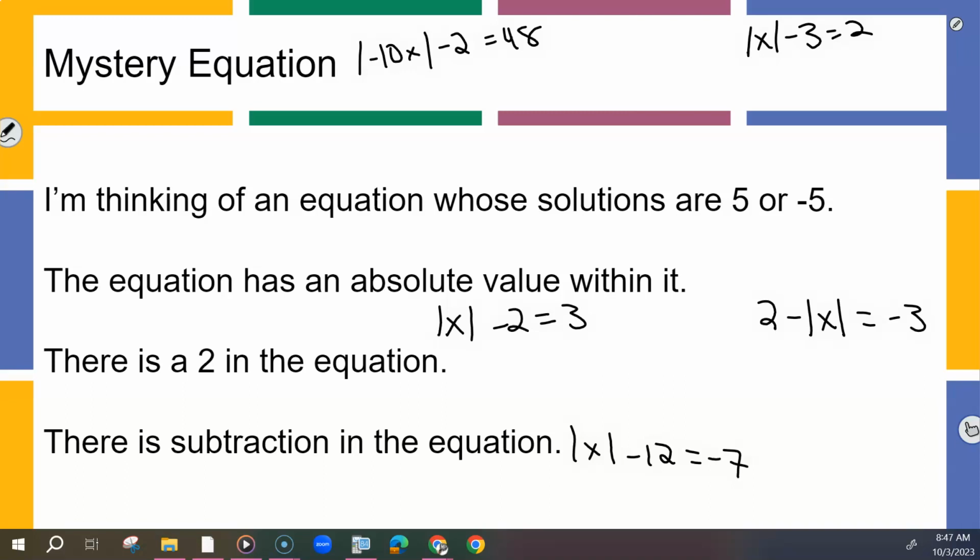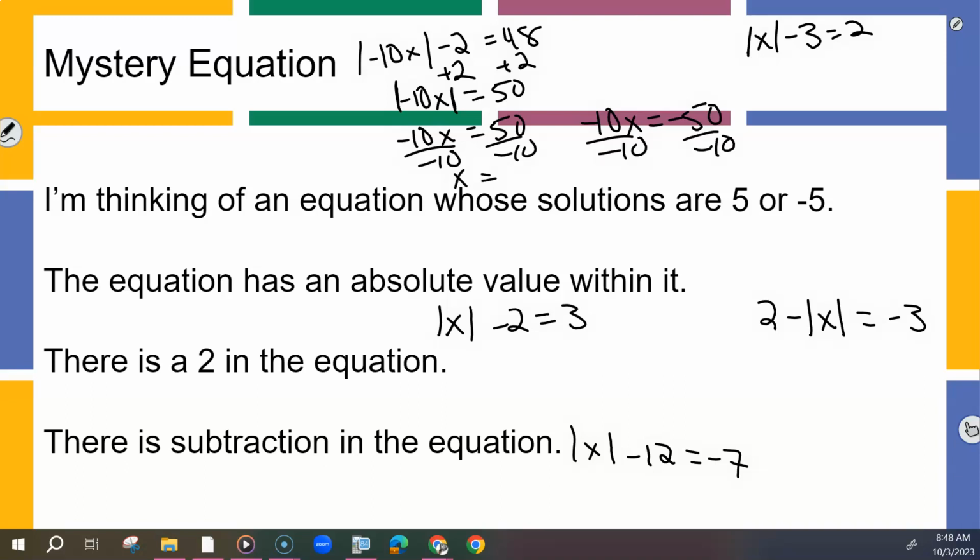Let's start with these. Matthias, this one's yours. So with this one, we could add 2 to both sides. Drop the absolute value. Set it equal to a positive and negative. Oh, I missed that part. But I think it should still be. This one's hard to see. But when we divide both by this negative 10, we end up with negative 5 and positive 5. So that one.